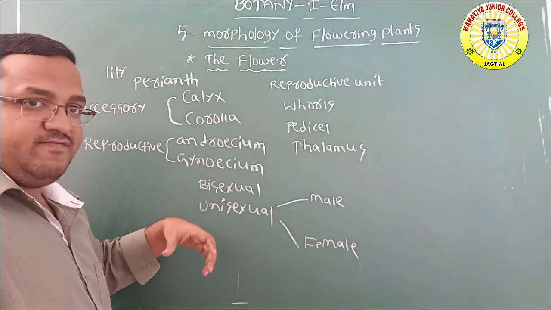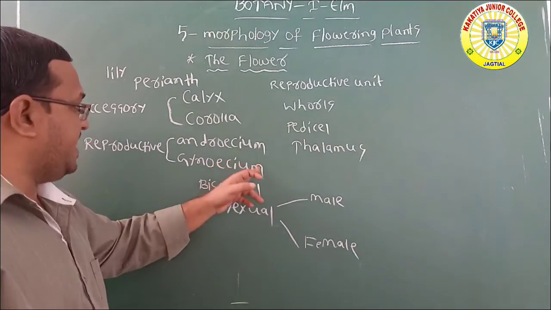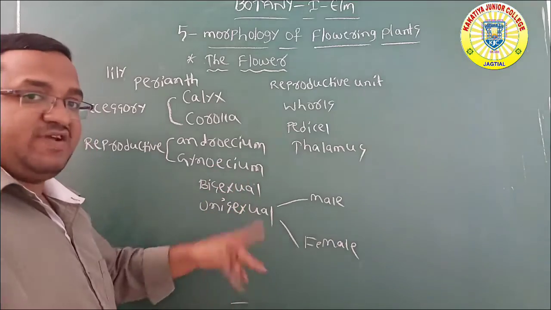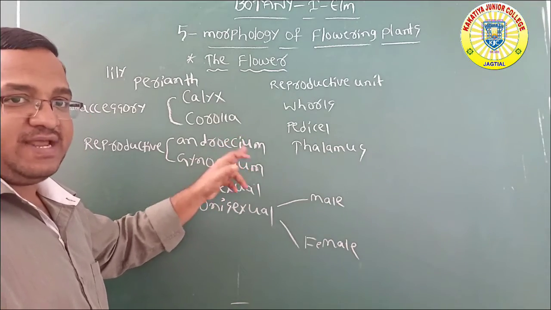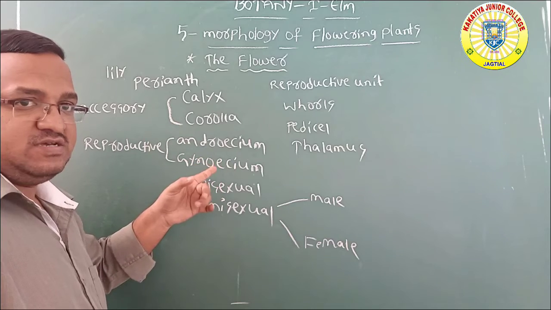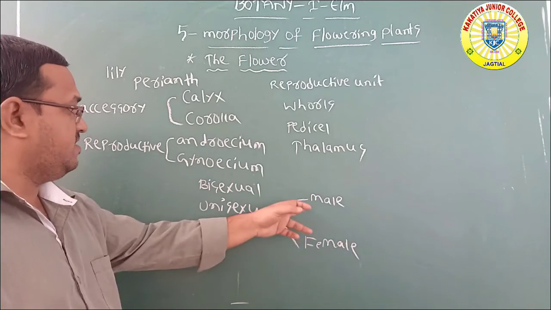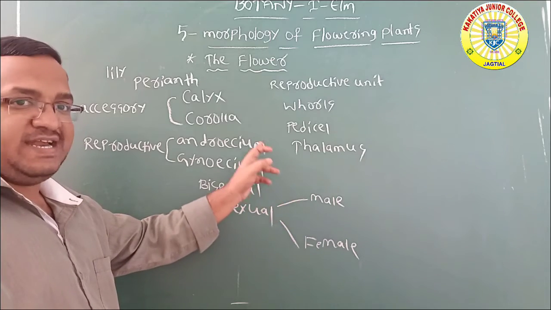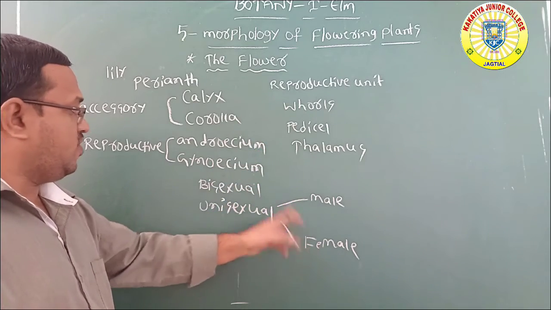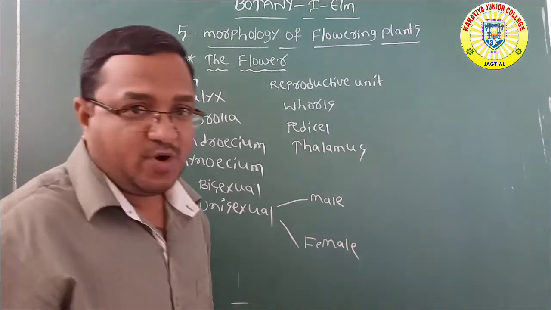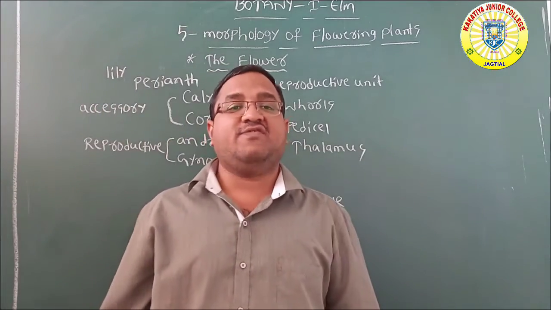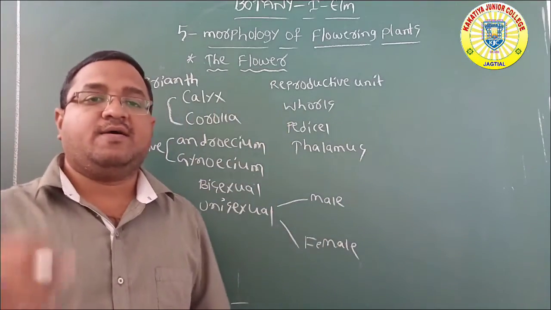If the flower contains androecium and gynoecium, that is a bisexual flower. If the flower contains only either androecium or gynoecium, only one of these, that is called a unisexual flower. In unisexual, there are male flowers and female flowers. A male flower contains only androecium. A female flower contains only gynoecium. So this is the basic information about the flower.